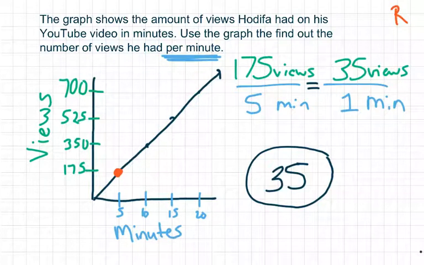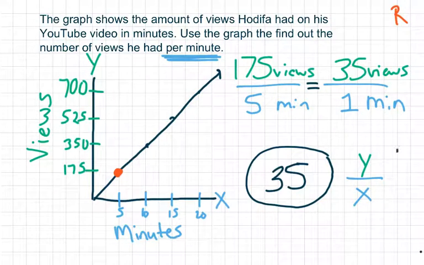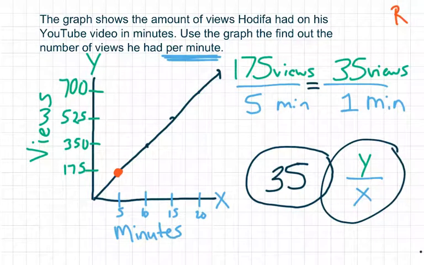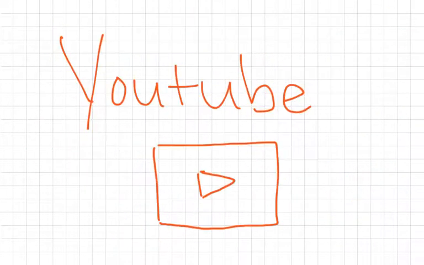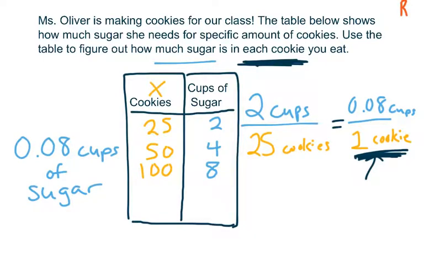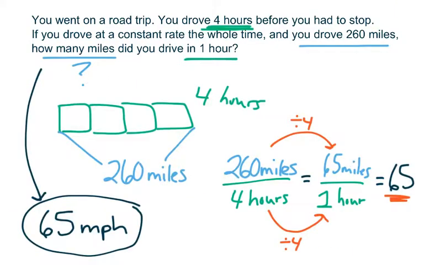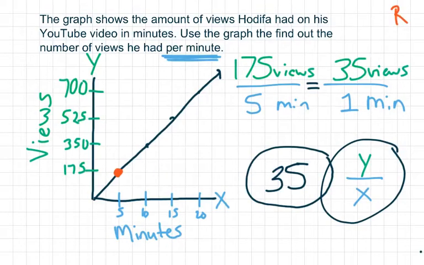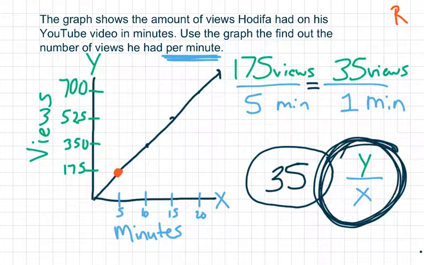And hopefully what we're noticing too is we're always taking the y value and dividing it by our x value to find the unit rate. It's always going to be y divided by x in all of the problems that we've looked at. So in the table, y is still the numerator, x is still the denominator. Same with our word problem. If this was in a graph or a table, it would be y divided by x. So how do we find unit rate, everybody? Good, y divided by x.